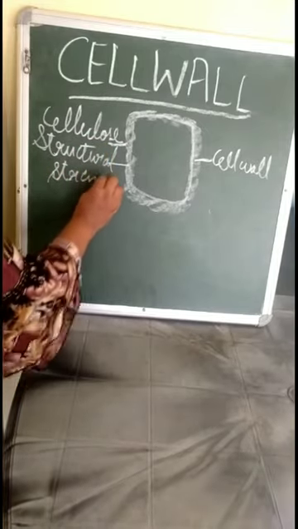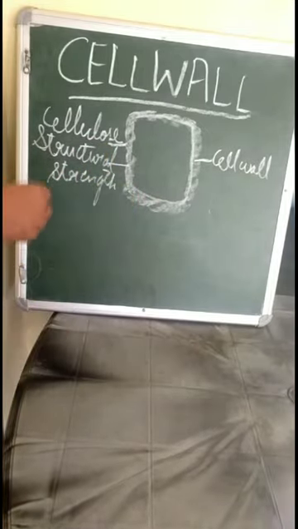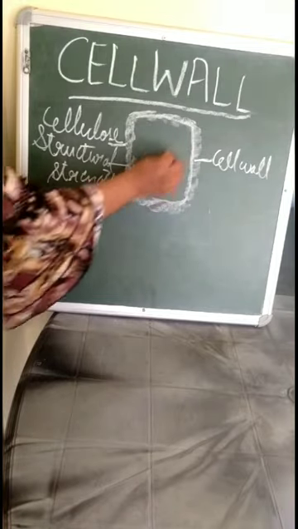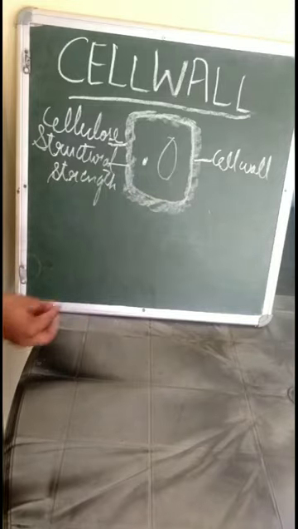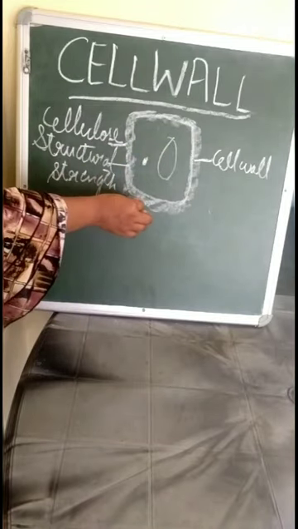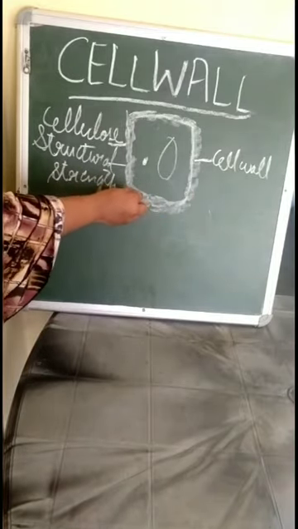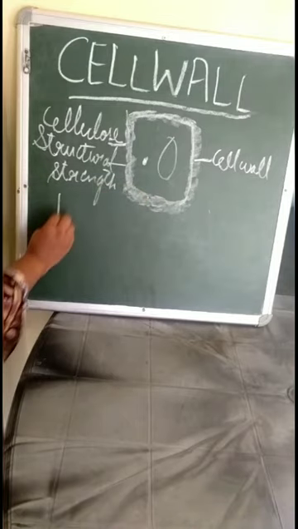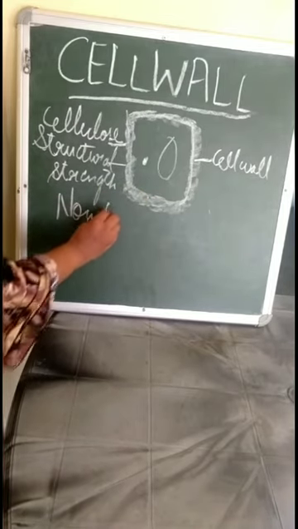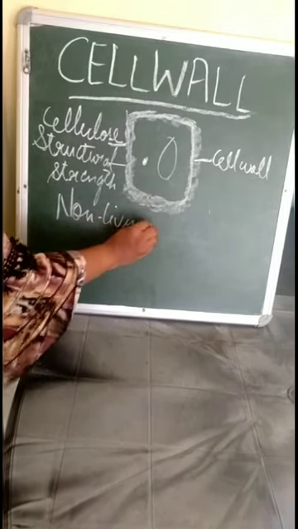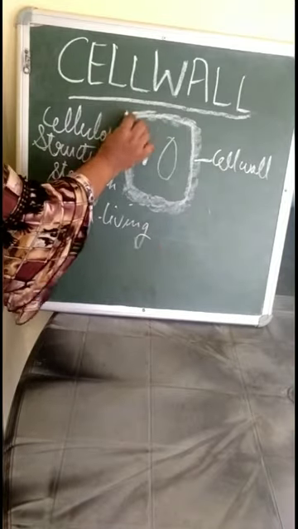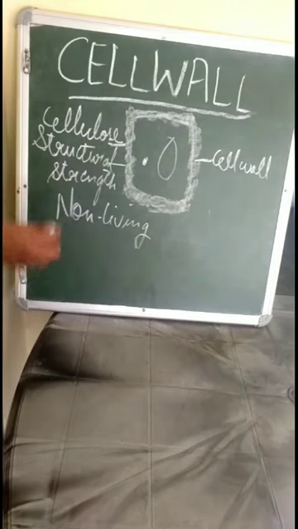to the cell. As we discussed before, if the plant cell is placed in the hypotonic solution, then what happens? The cell swells, but it doesn't burst, because this cell wall protects the cell from bursting. And this cell wall is non-living in nature. So this is the property of the cell wall, that it prevents the cell from bursting.